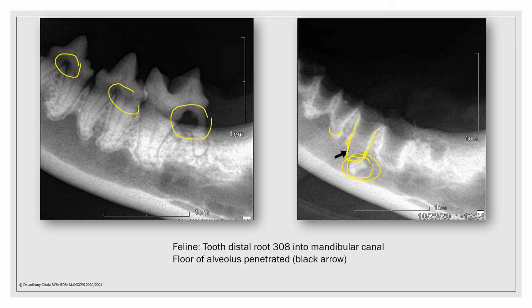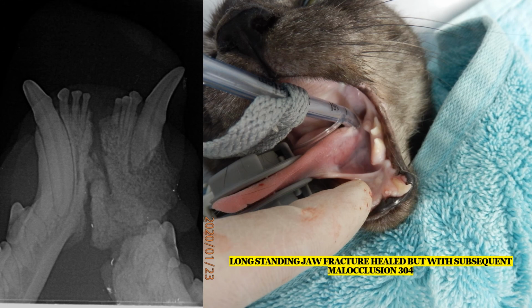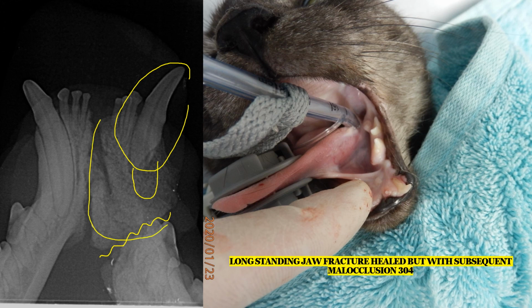This is a case of a long-standing jaw fracture that was left to heal naturally. So if you look at the radiograph on the left-hand side, we have tooth 304 here with most of its root resorbed. We have the fracture in this area here, and it's just about healed, but unfortunately it's healed with the tooth and this part of the jaw rotated outwards. So you can see the photographic image on the right hand side.